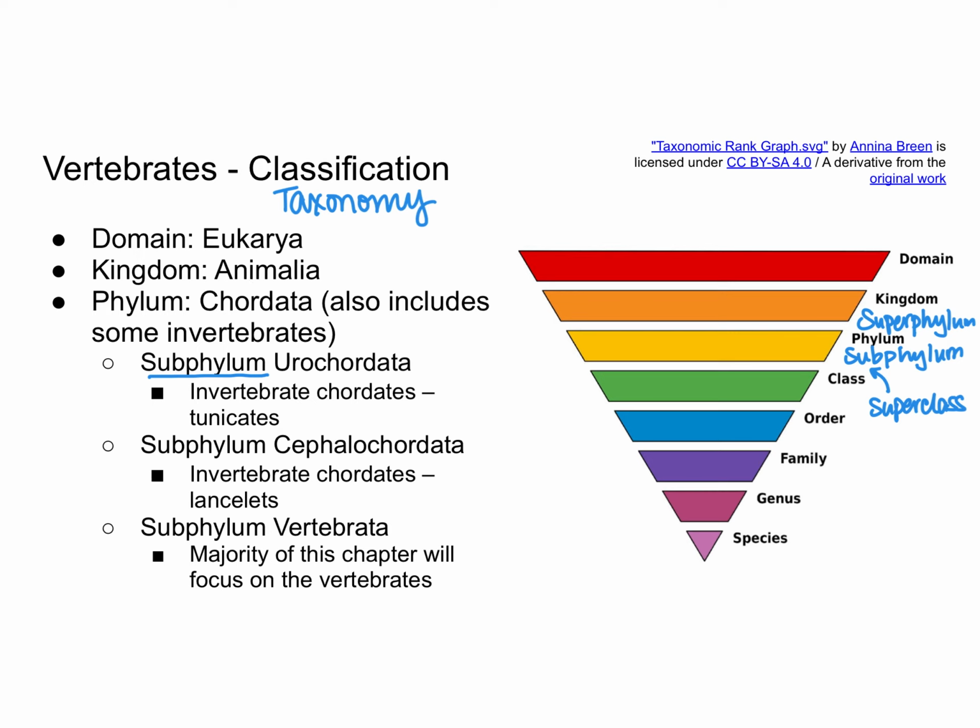So within this phylum Chordata, we're going to take a look at three subphyla. The first one is subphylum Urochordata, and this includes invertebrate chordates, which are also called tunicates. Subphylum Cephalochordata, which also includes invertebrate chordates known as lancelets. And then the subphylum Vertebrata, and these are probably the ones that you more likely think of when you think of a vertebrate. So the majority of this lesson is going to focus on these Vertebrata vertebrates.